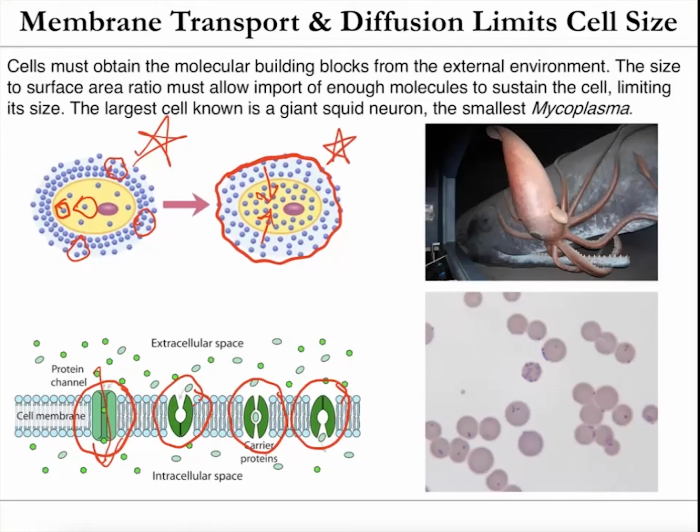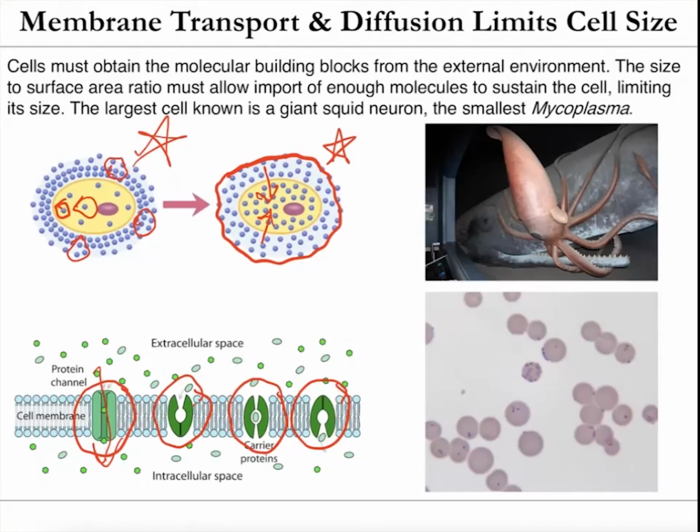So you have basically a surface to volume ratio. And once that gets too big, so if you had a cell that was as big as a watermelon, it wouldn't be able to bring in enough molecules that it needs through that surface area to basically fill up that internal space and to provide for all of that volume within the cell. So that limits how big cells can get.